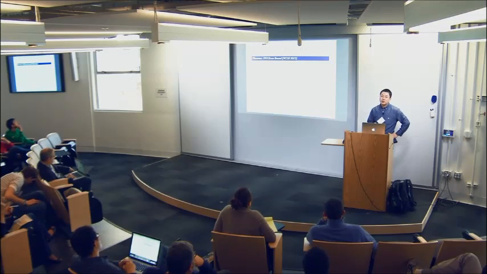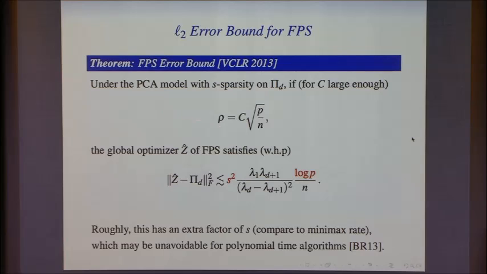So what can we say about this method? When the penalty term, rho, is chosen, sorry, I made a typo, this should be log p, proportional to square root of log p over n, then the Frobenius norm error of the output of FPS satisfies this. It differs from the minimax rates in terms of the s squared, and we don't have that d plus log p here. So roughly speaking, this square is off by a factor of s.